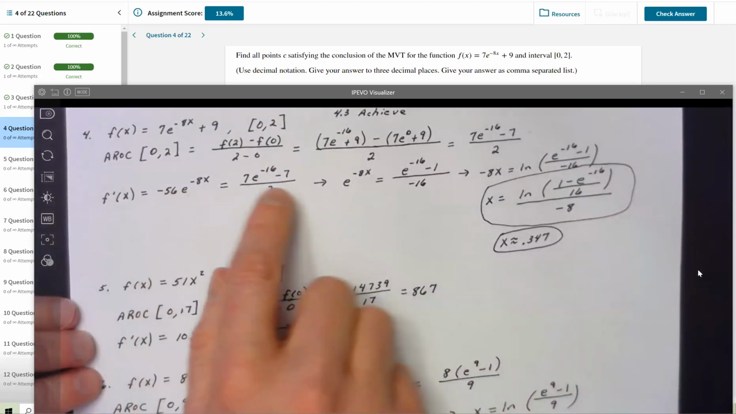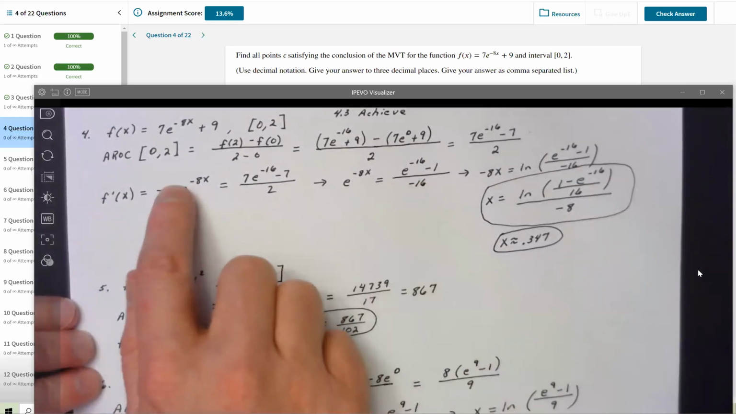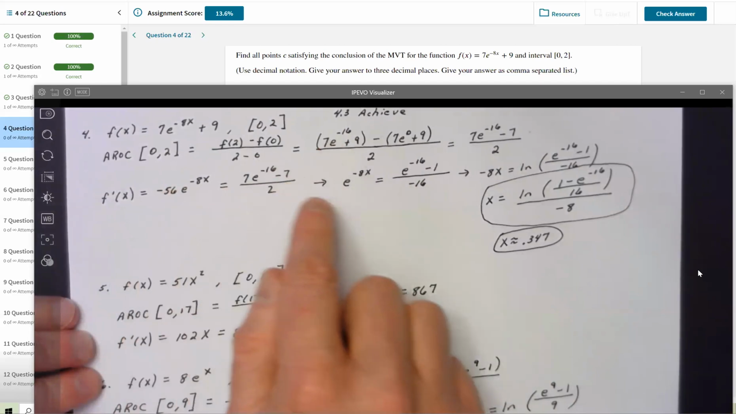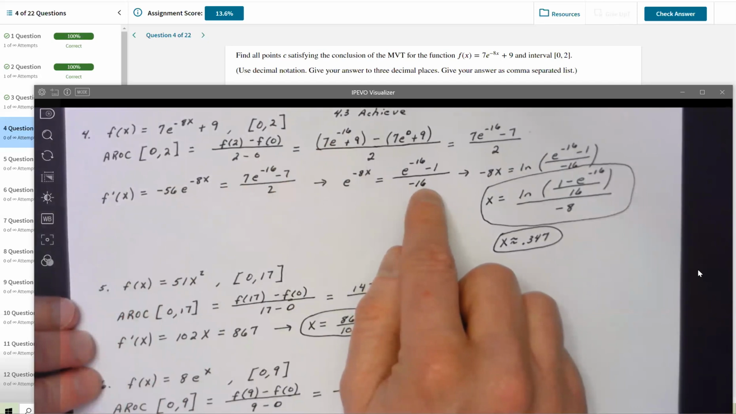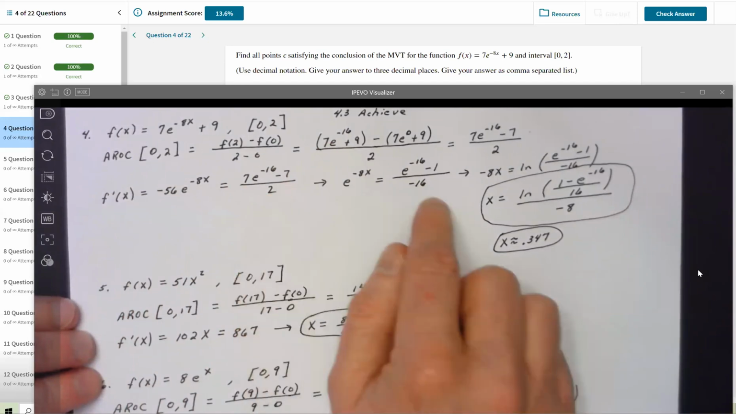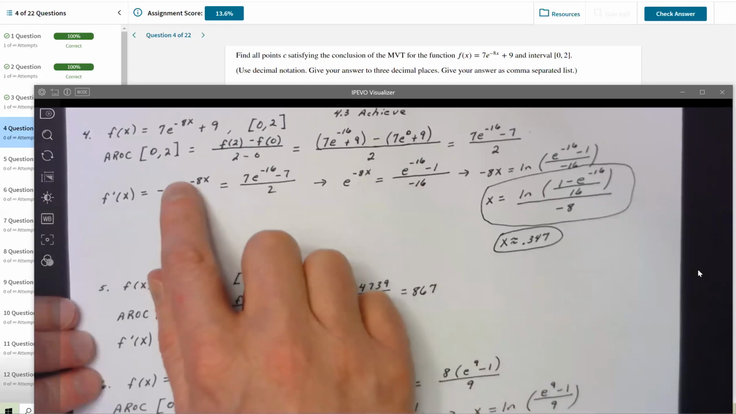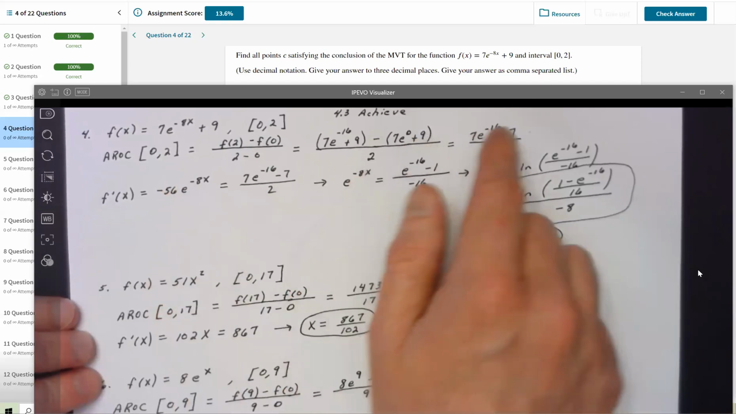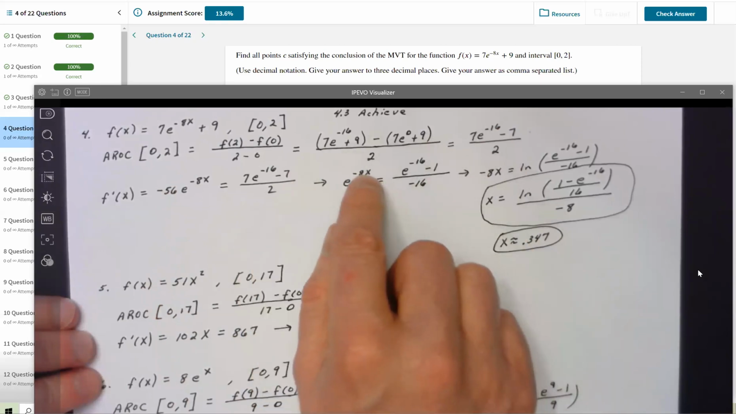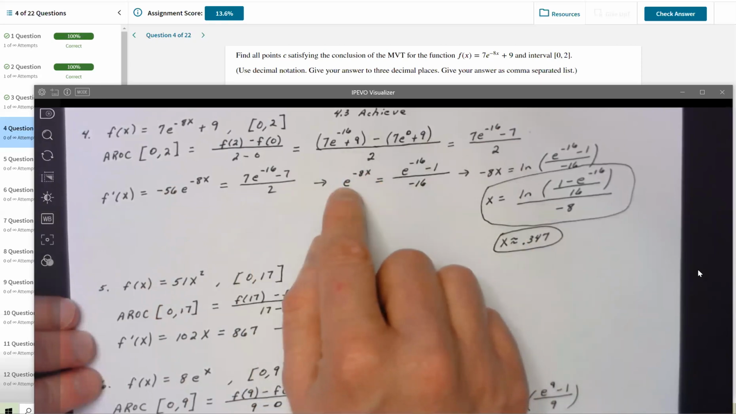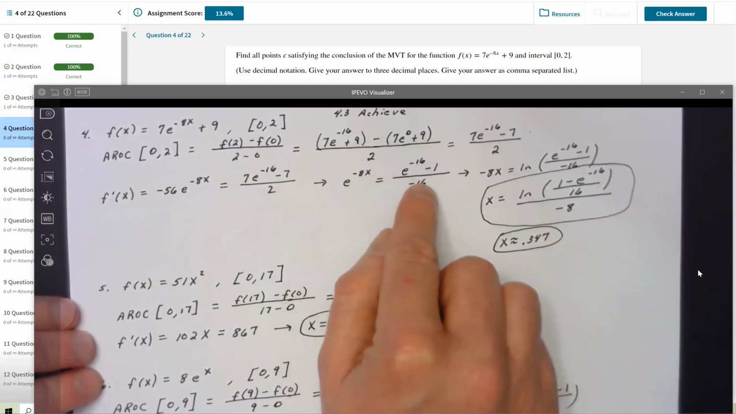So when I went from this step to this step, I said, I'm going to cancel out the 7, and then I'm going to divide by negative 8. That's the same thing as dividing by negative 56. So the 2 becomes a negative 16 when I divide by the negative 56. I cancel out the 7, and I have a nice simpler expression. In order to solve for x, you need to get rid of the exponential base, which means you need to take the natural log of both sides.